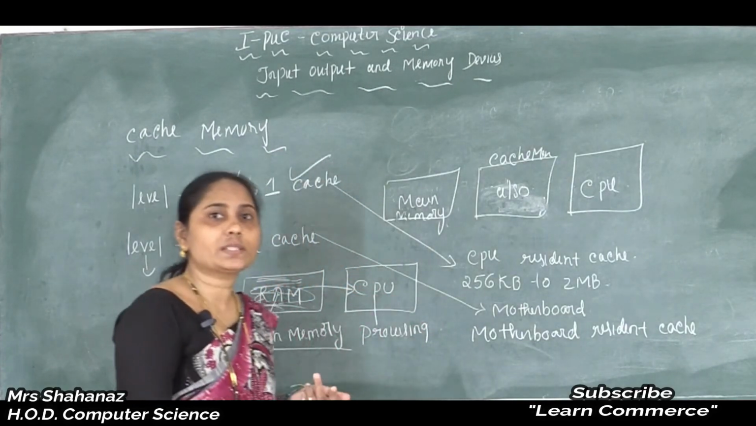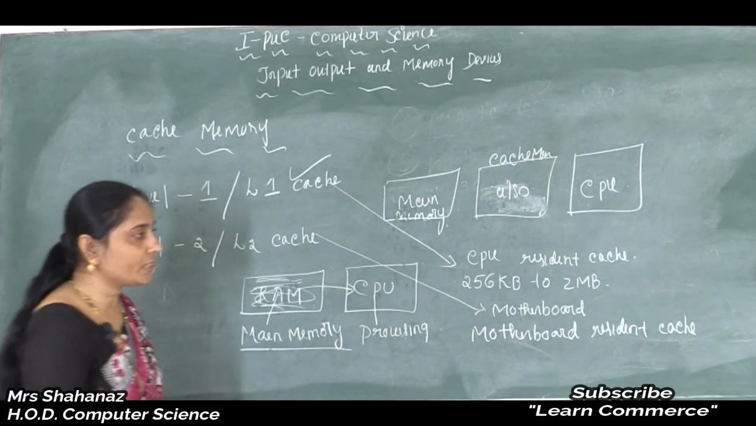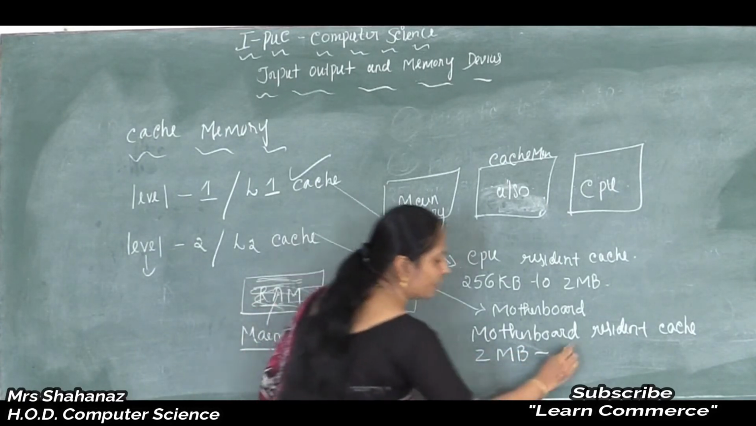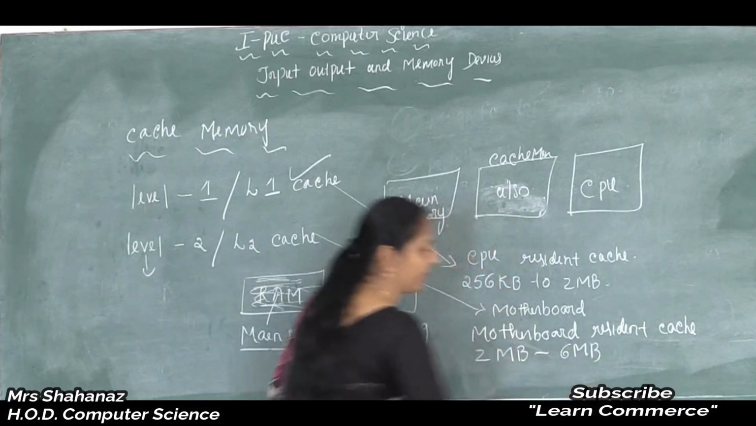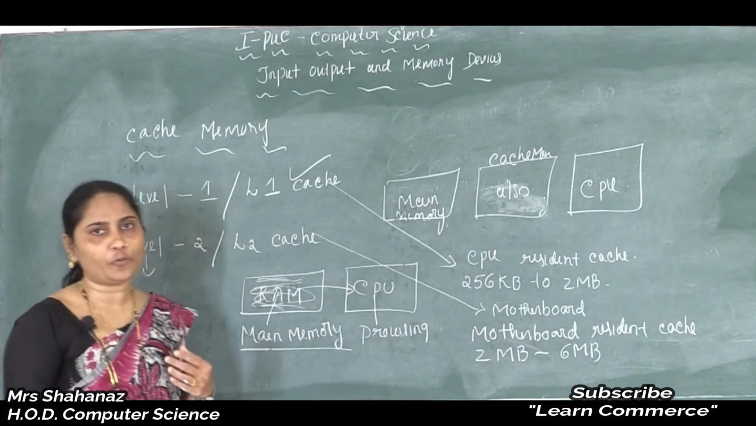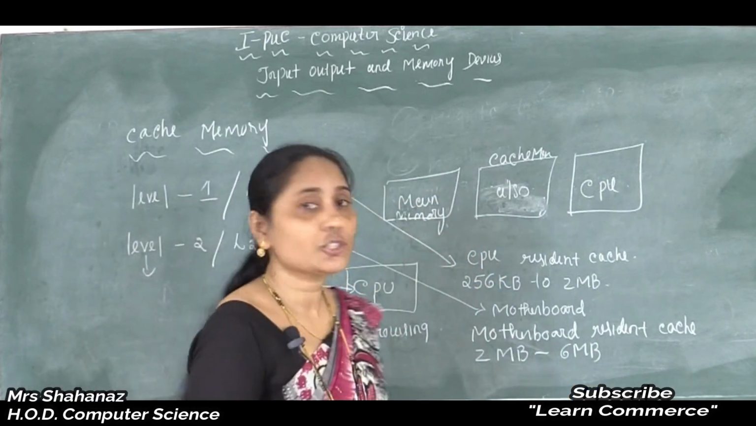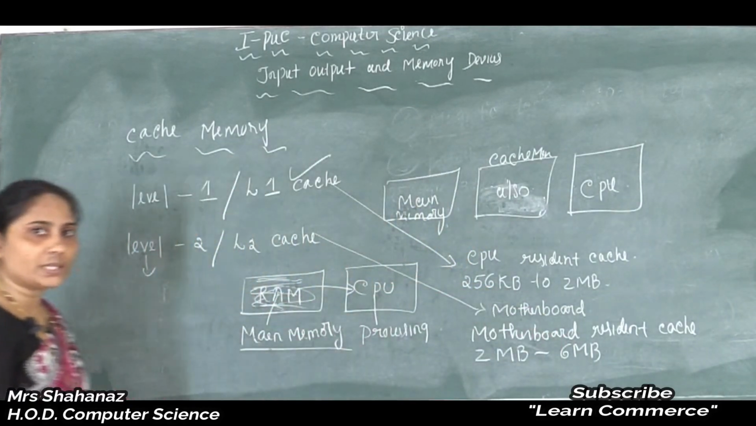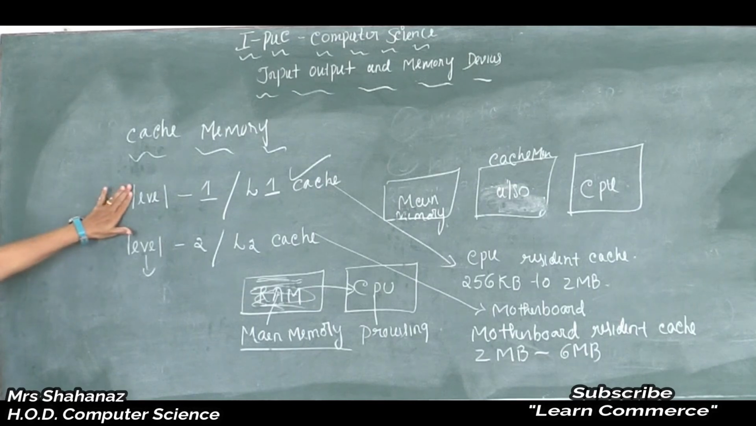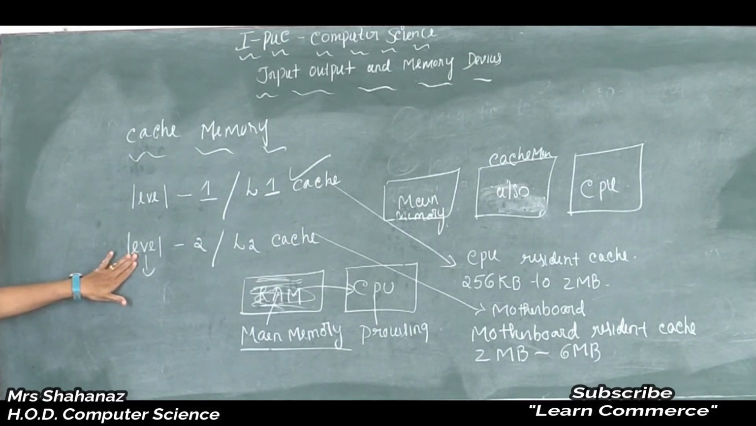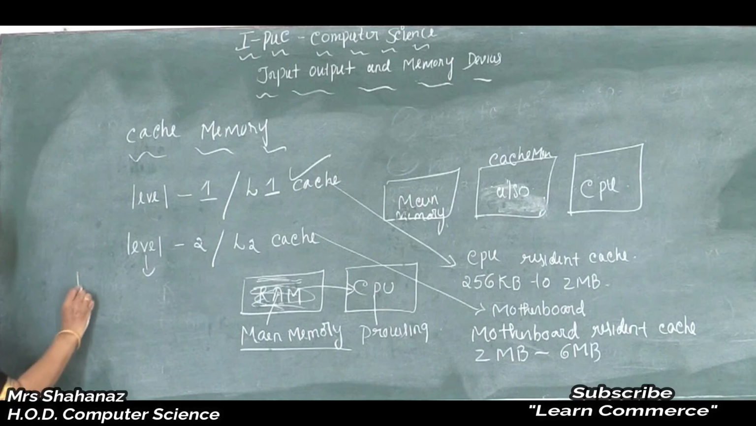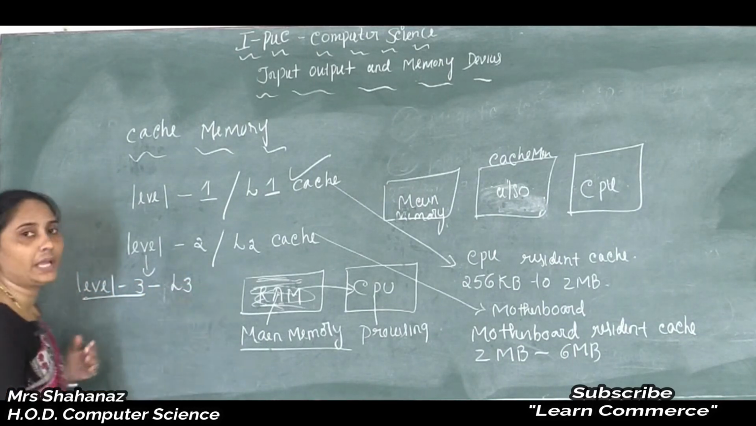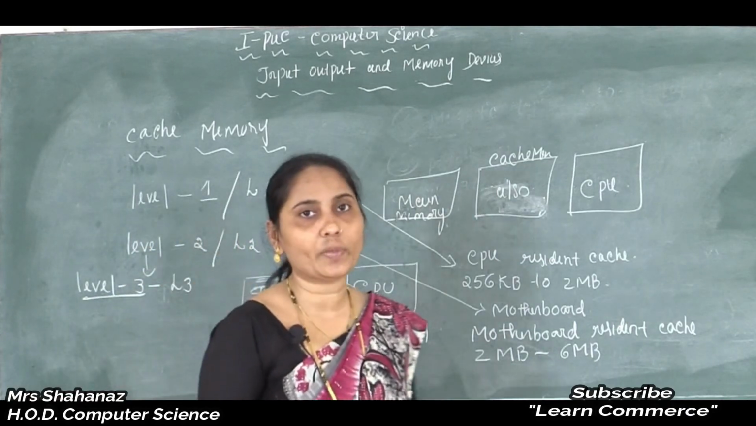Now what is the storage capacity? The storage capacity is up to 6 MB, that means we can store some more information using our level 2, the L2 cache memory. I have already written level 1 and level 2. I said one more cache is there, the L3.